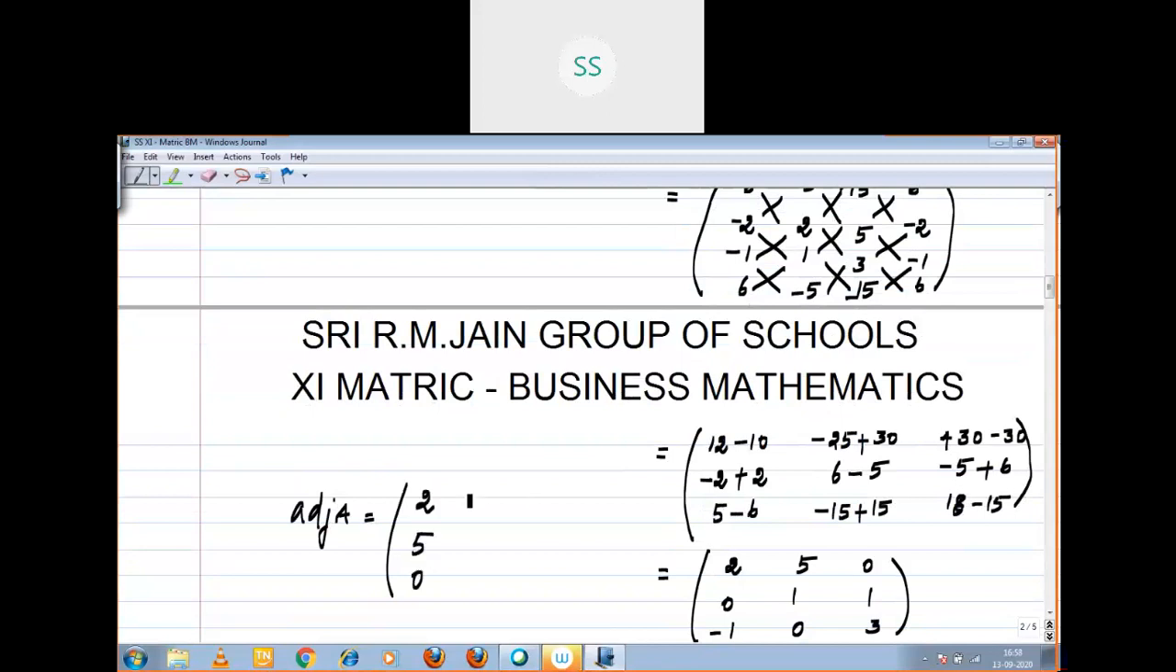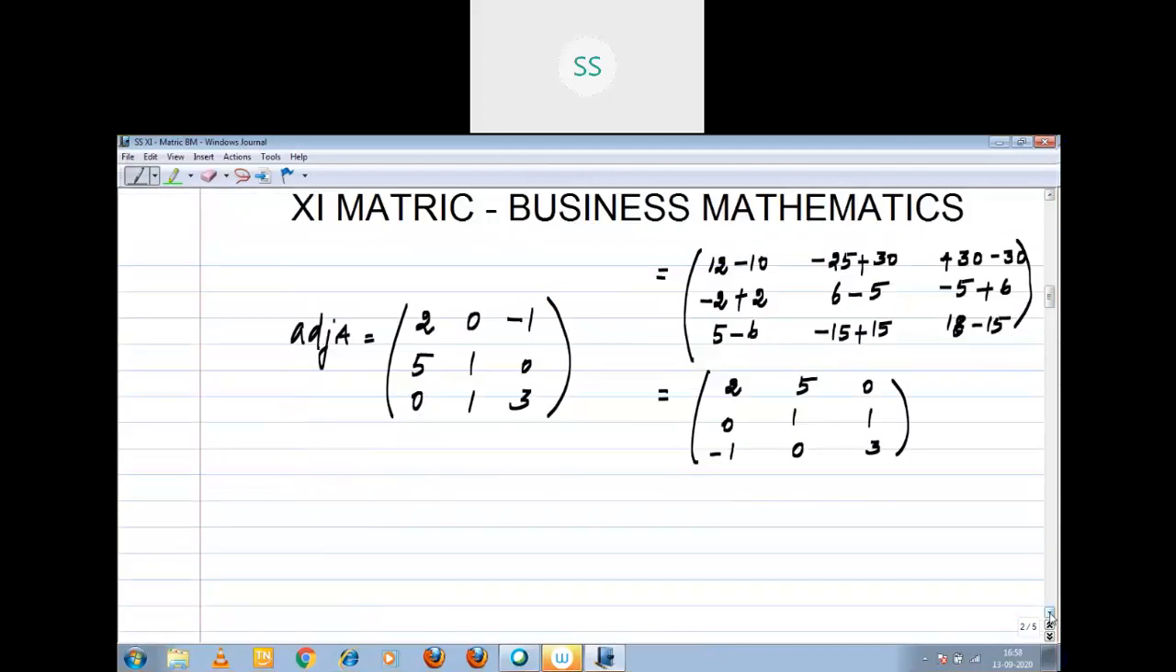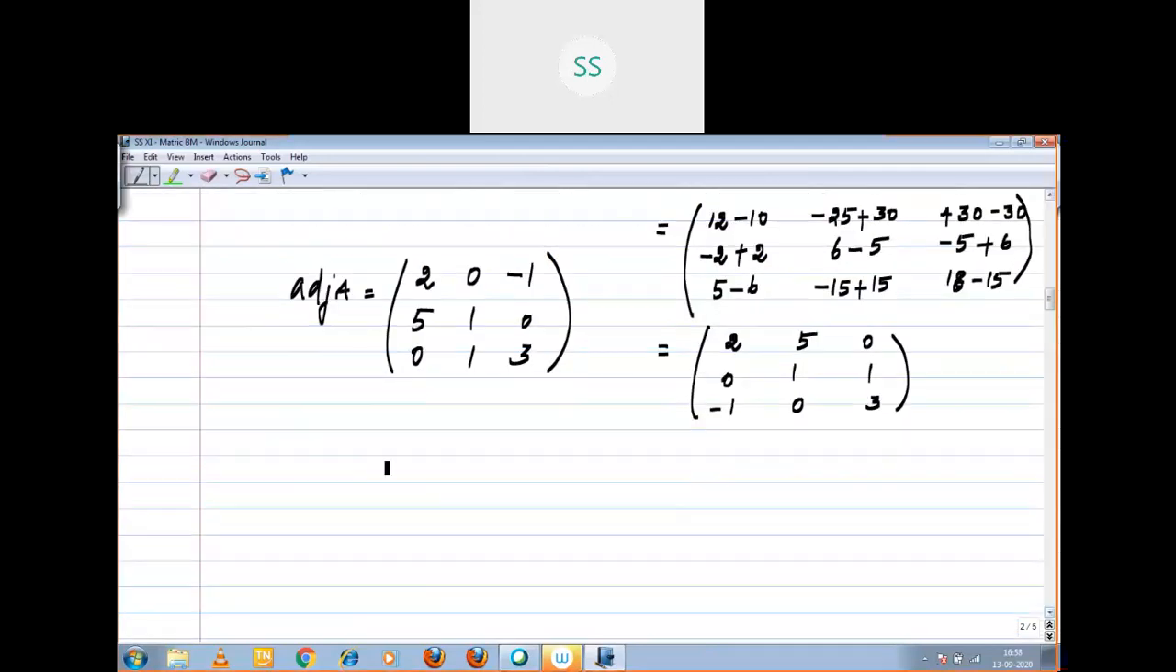2, 5, 0, 0, 1, 1, minus 1, 0, 3. Got it, children? Now, what is your A inverse? A inverse equal to 1 by determinant A into adj A. 1 by determinant A is 1.